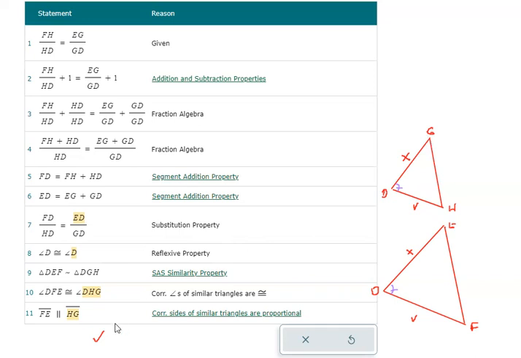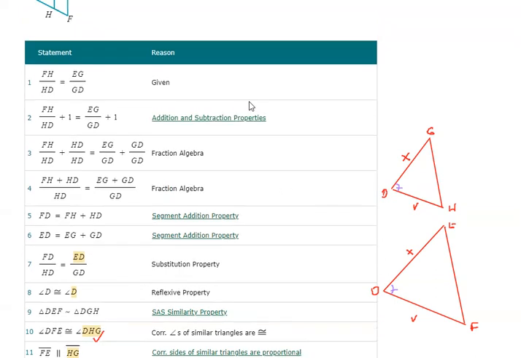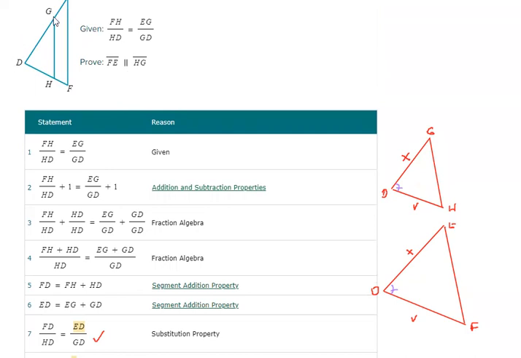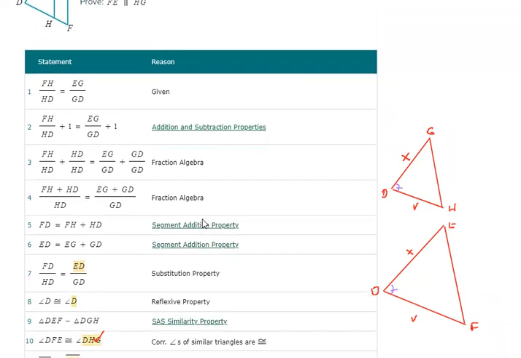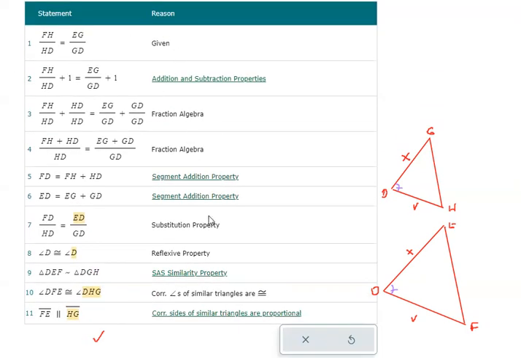I hope that makes sense. So this was a nice proof of the parallel lines. It looks parallel, but we just showed it by some reasoning. Okay, so that's the answer.